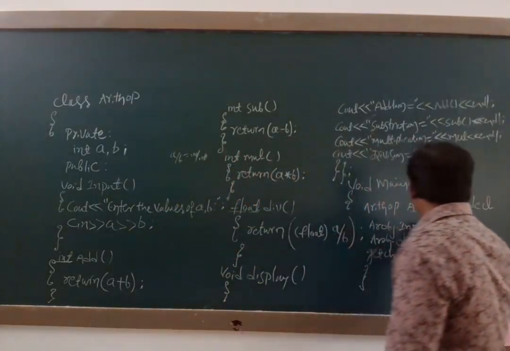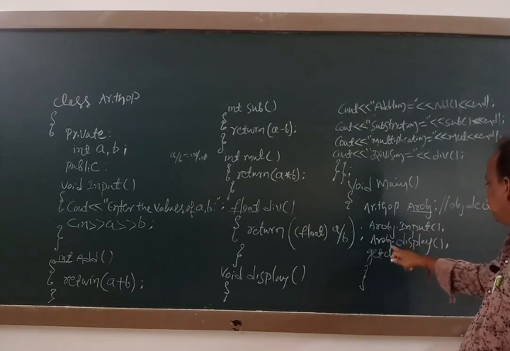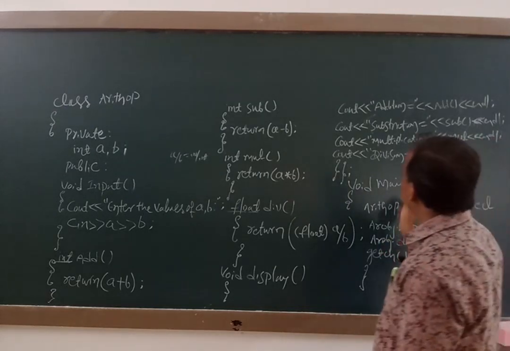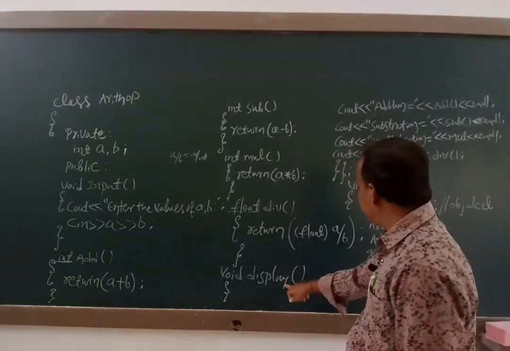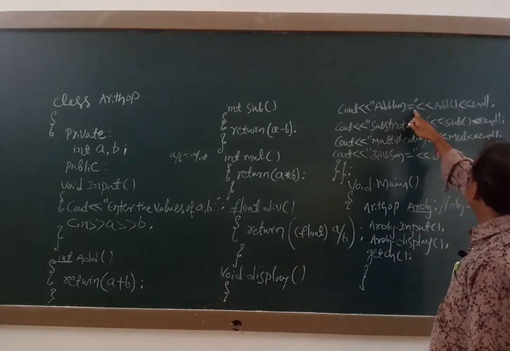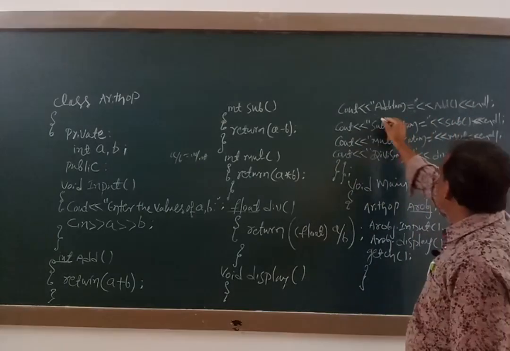Next it comes here, object dot display function means it goes to display function, right? Display function. In the display function, what is happening? Addition is equal to add function. Then this is printing.